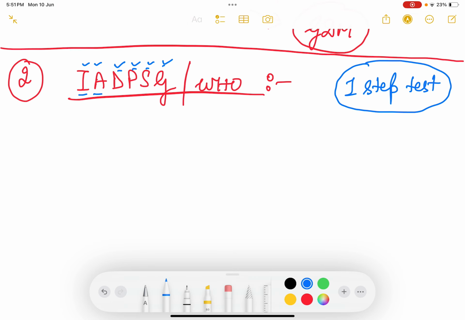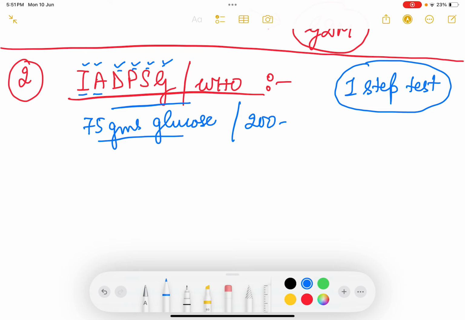So the IADPSG test used to be done in India till 2018, whereby we give 75 grams of glucose to the patient. 75. We are not going to 50, we are not going to 100. बीच वाला dose, 75 grams of glucose देते हैं patient को, dissolved in 200 to 300 ml, that is 1 glass of clear water दे देते हैं patient को. So we take a fasting sample before giving the glucose solution.